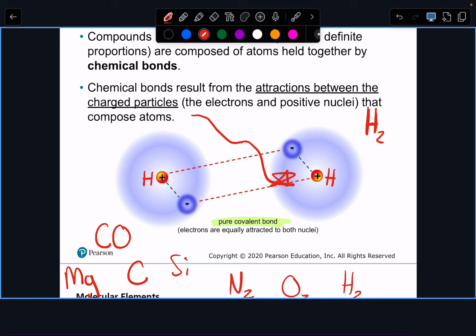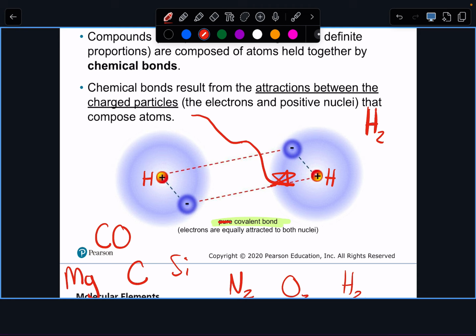So these two atoms start to be attracted to each other and pull closer and closer because those electrons are like, oh sweet, now I can be attracted to two different nuclei instead of just one. So they come together and that forms a chemical bond. Okay, so when we say a chemical bond, specifically a covalent bond, don't worry about this pure word right here. We'll come back to that later.